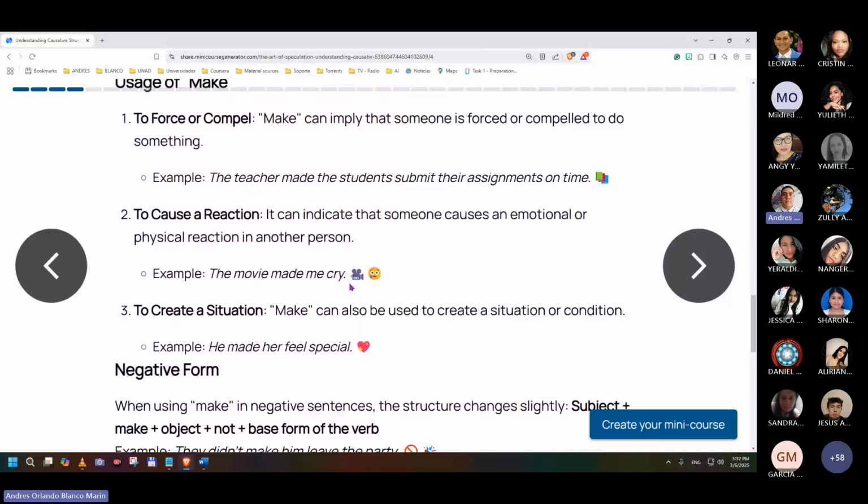You can also use make as a causative verb to create a situation. He made her feel special. So the man here took some actions and the woman felt very good about it.